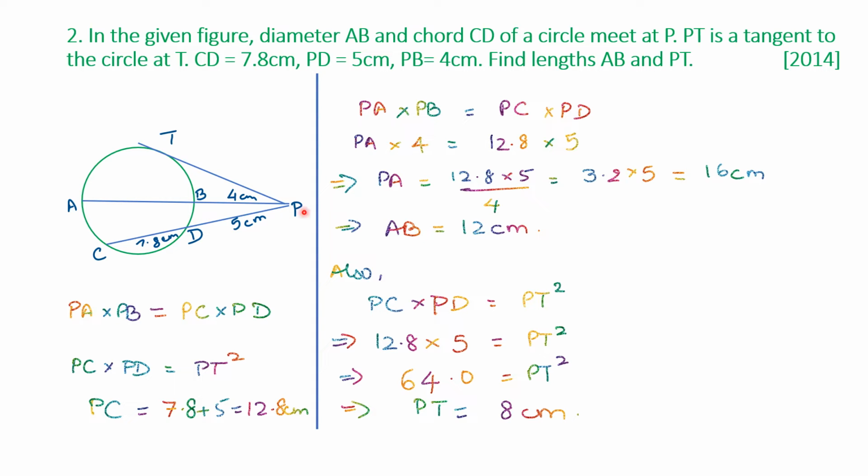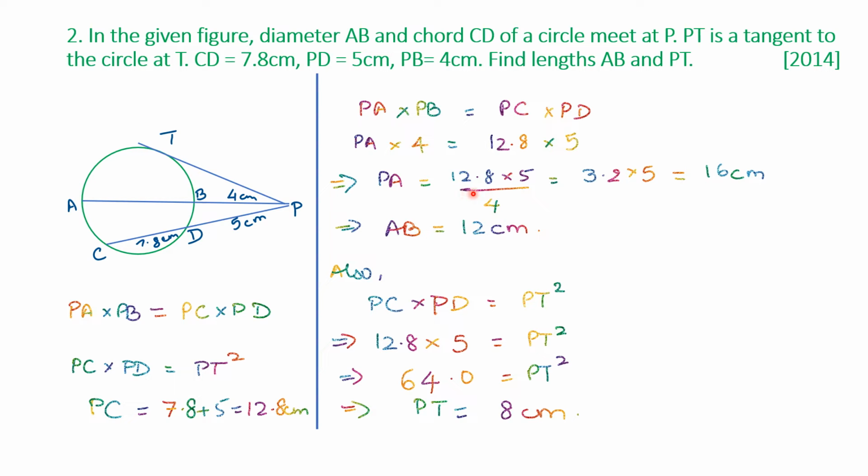PB is 4, PC is 12, not 12, 12.8, one second. PC is going to be equal to 7.8 plus 5, that is equal to 12.8. So PC is equal to 12.8 and PD is equal to 5. Therefore, my PA is equal to 12.8 into 5 divided by 4.